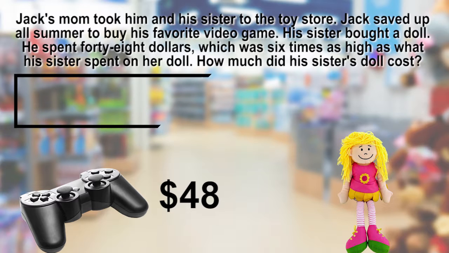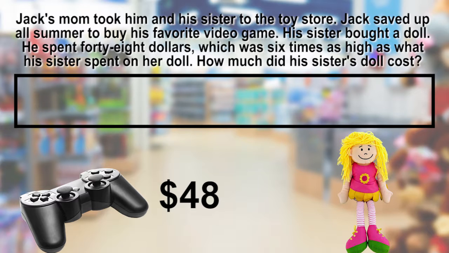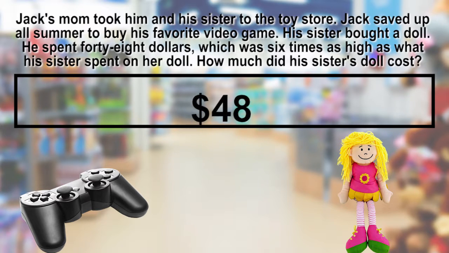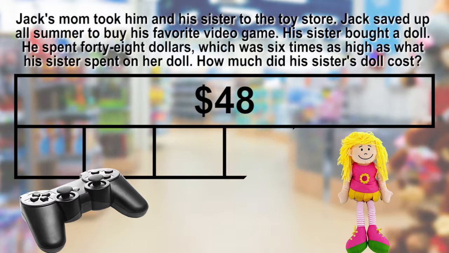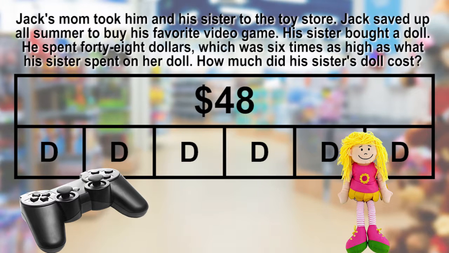To represent the total, students draw a large rectangle and place the total, 48, inside. Jack's total was 6 times as high as his sister's doll. Students will then draw 6 smaller boxes below the rectangle to represent the groups that make up the total. They can then label the unknown value with a variable. We are going to label them D to represent dollar.